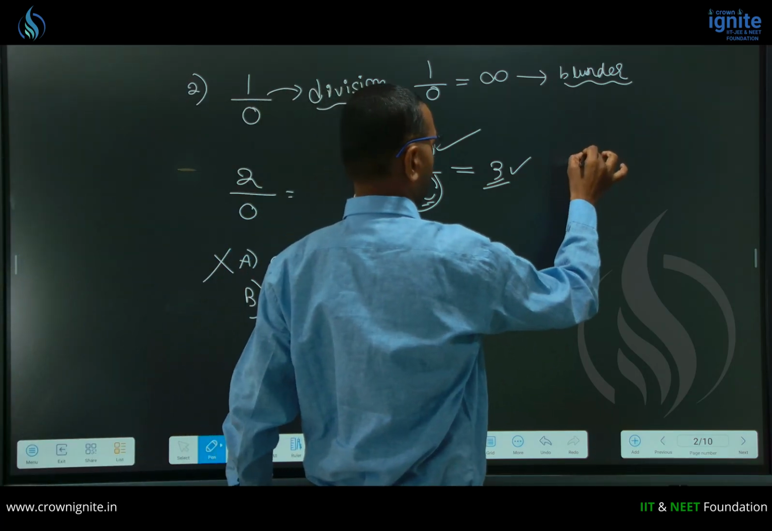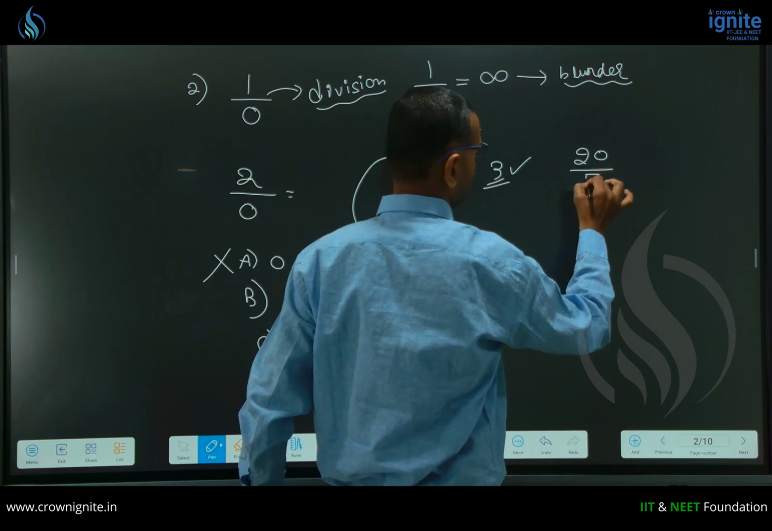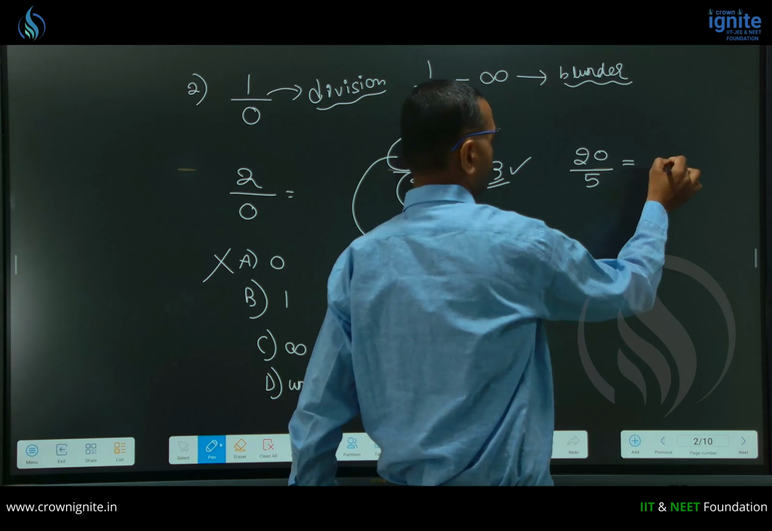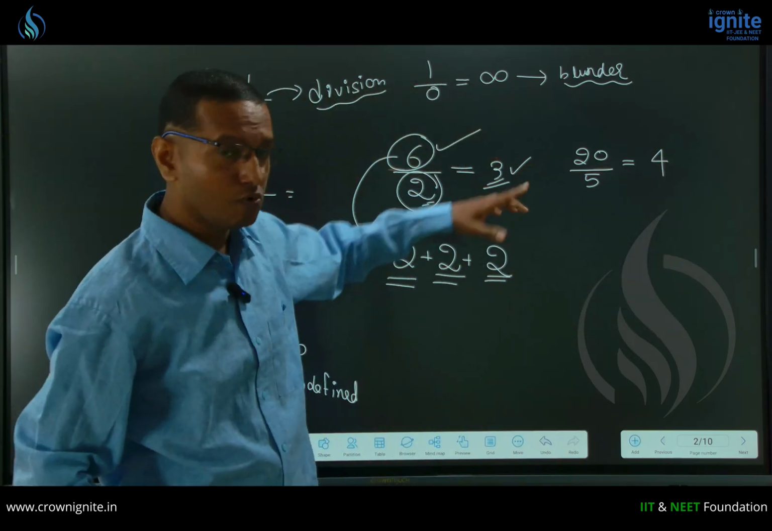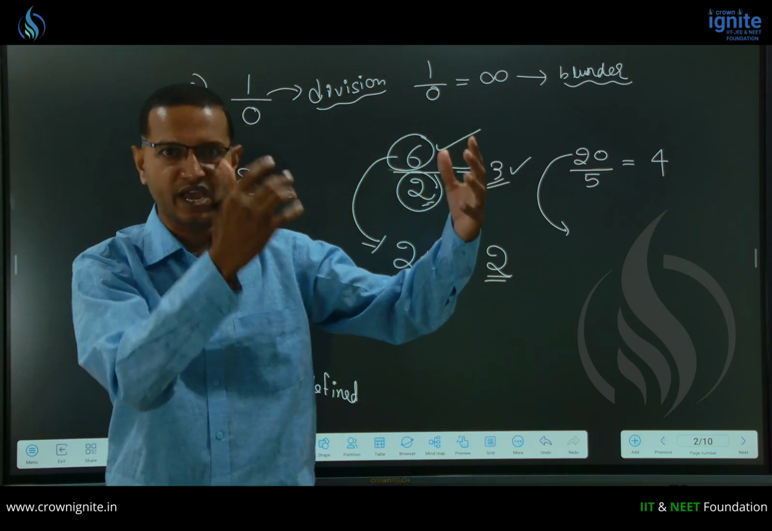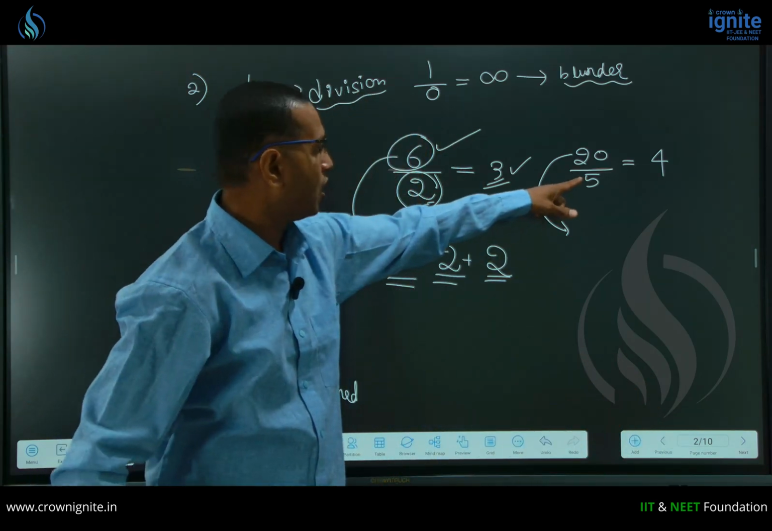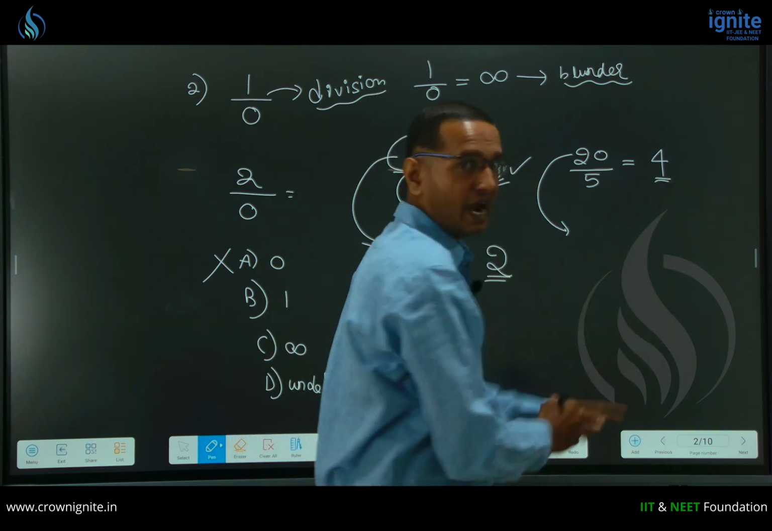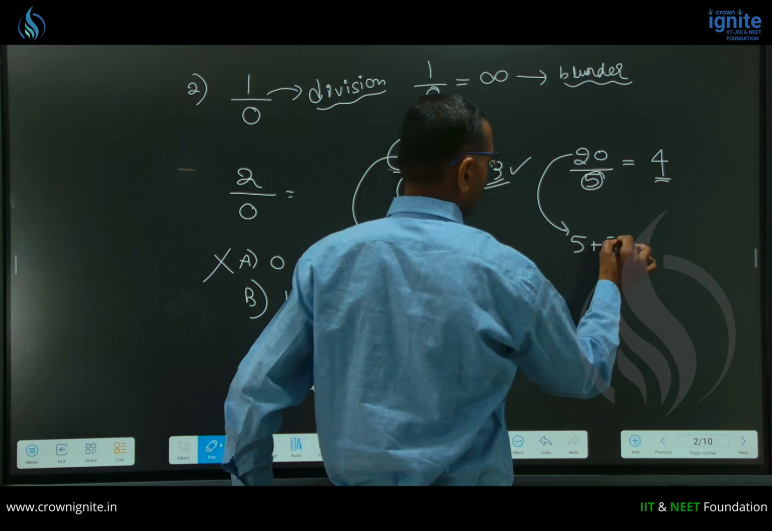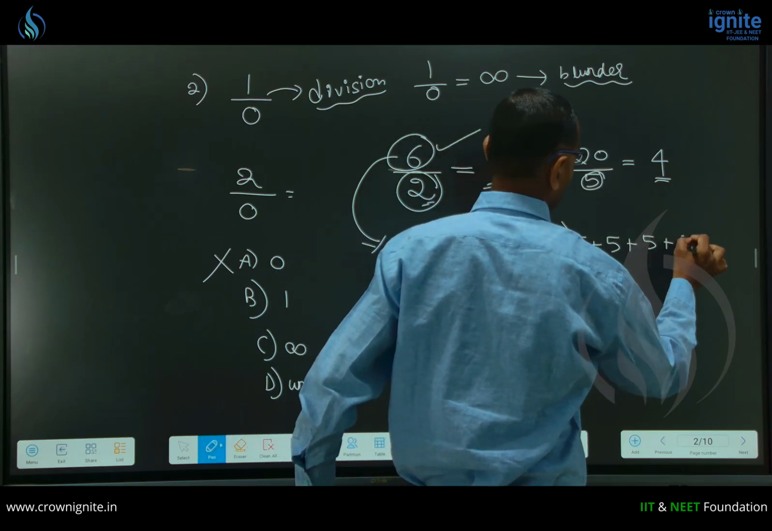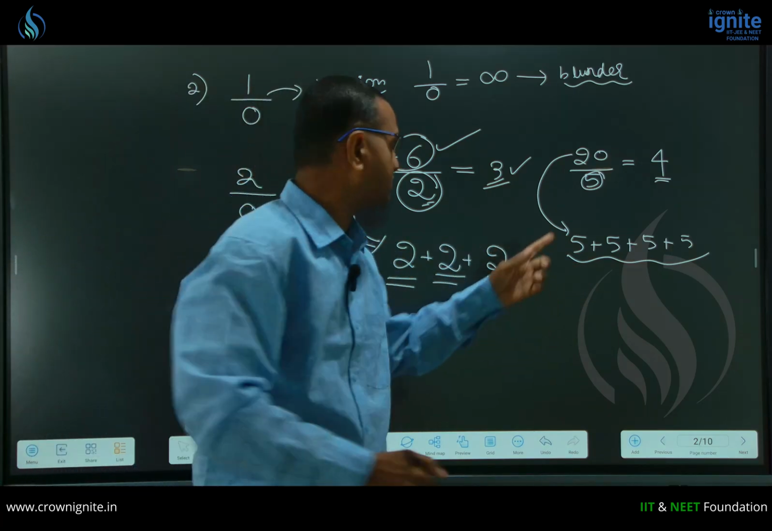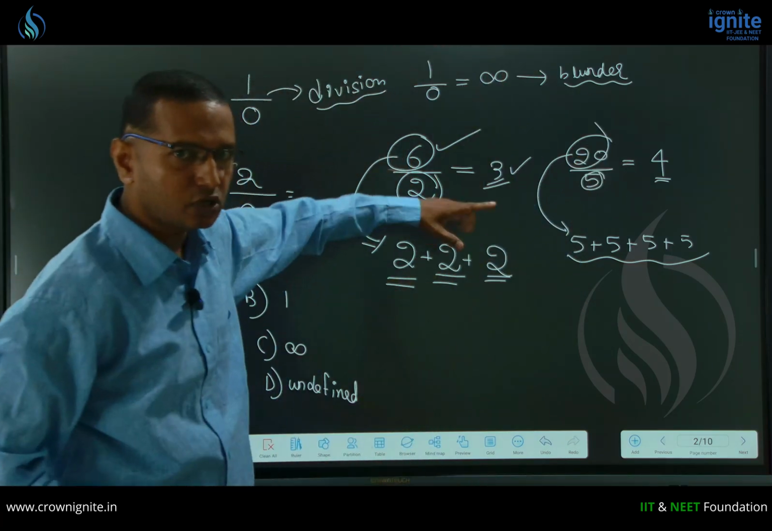Now I'll take one more example. For example, 20 by 5. Everyone knows 20 by 5 is 4. But what is the meaning of this? I'm taking 20 into my hands and cutting into pieces. I'm getting 4 pieces, and each piece should be of 5. So that means 5 plus 5 plus 5 plus 5. Hope you're getting this. If I add all these 4 pieces, again I'll get back 20. So this is the concept of basic division.